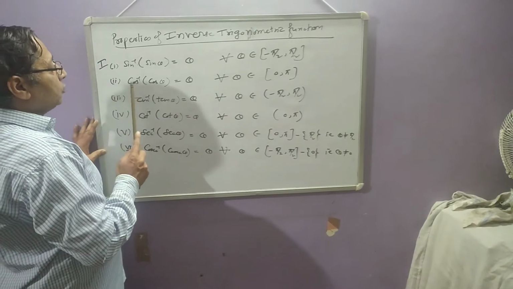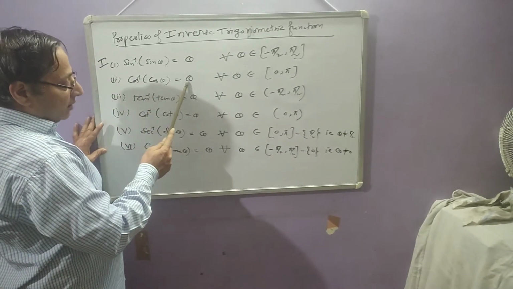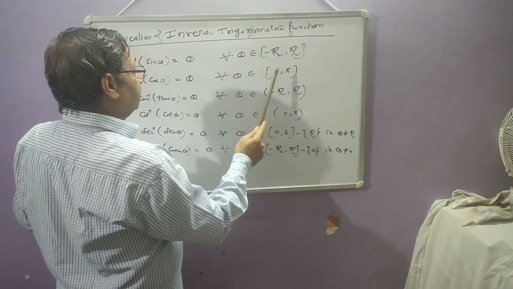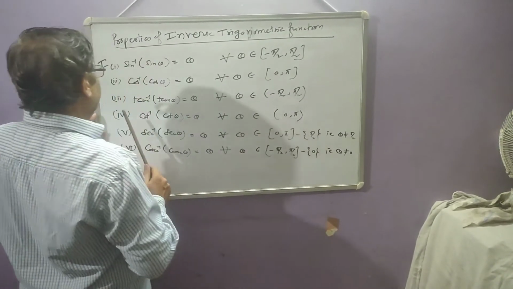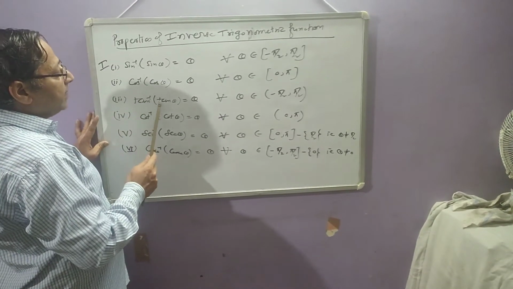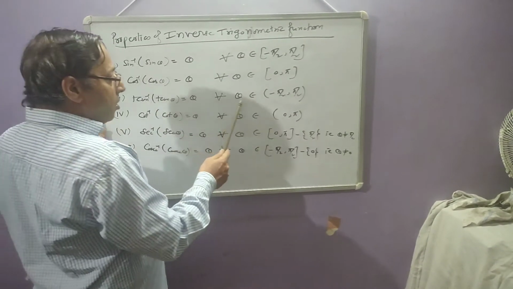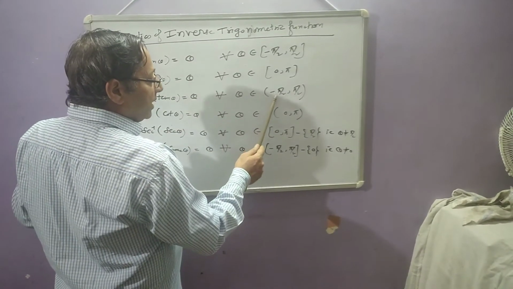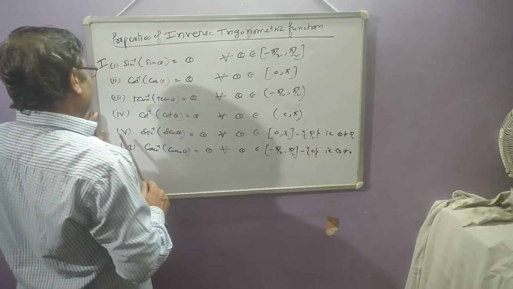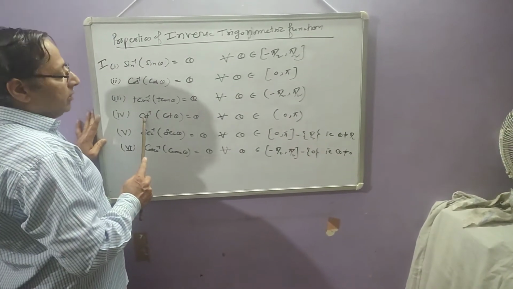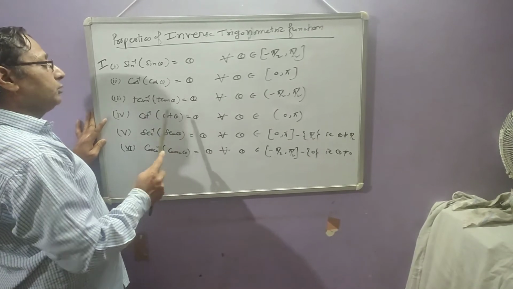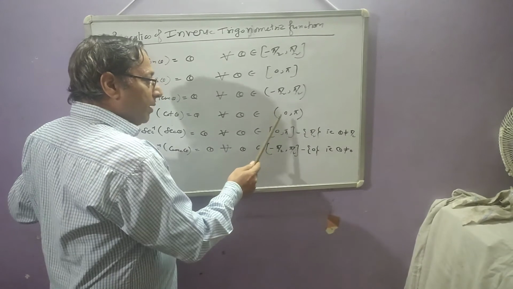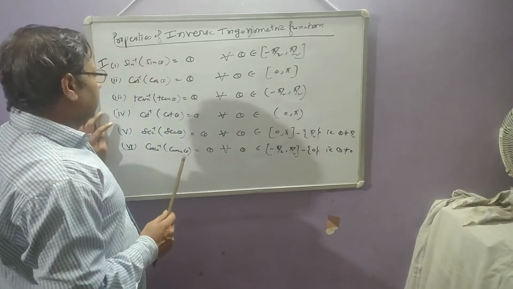And secondly, cosine inverse of cosine theta is theta for all theta belonging to the principal branch value of the cosine inverse x, that is the closed interval from 0 to pi. The third one, tangent inverse of tangent theta is equal to theta for all theta belonging to the principal branch value of the tangent inverse, which is the open interval -π/2 to π/2. The fourth one is cotangent inverse of cotangent theta is equal to theta for all theta belonging to the open interval from 0 to pi, that is the principal branch value of the cotangent.